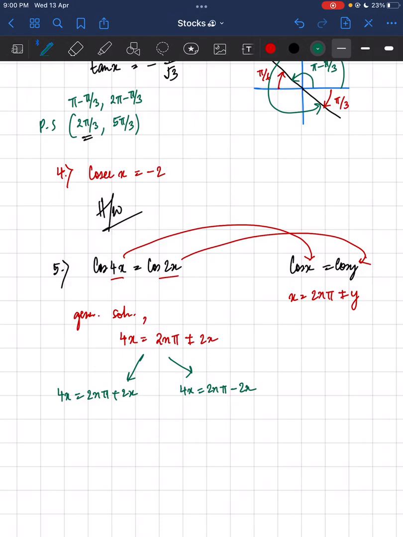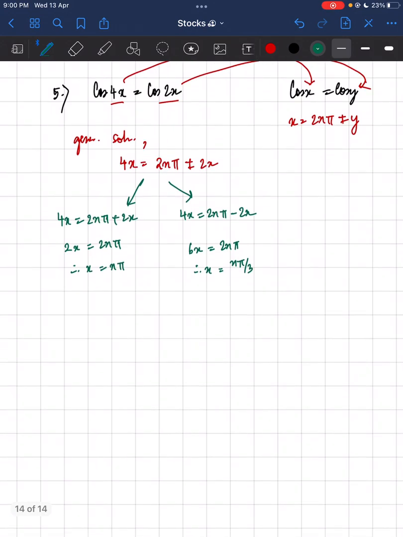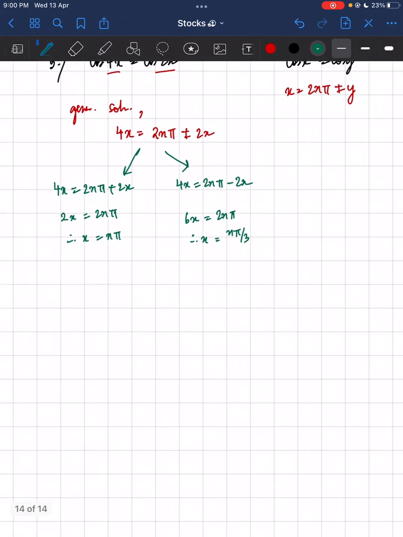From the first one, we get 2x is equal to 2n pi, so therefore x is equal to n pi. And for the second equation, we get 6x is equal to 2n pi, so therefore x is equal to n pi by 3. So these are the two general solutions of my given problem. Now let us do question number 6.